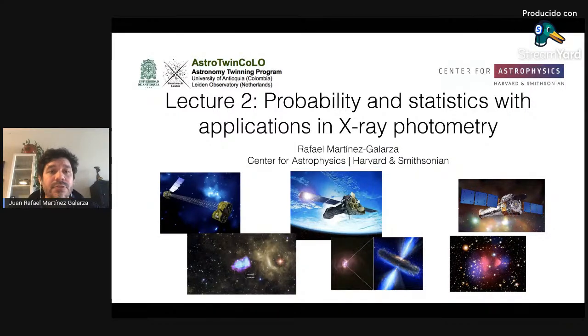So today's lecture is about probability and statistics, and I'm going to try to frame the discussion of probability and statistics, of course, in the context of X-ray astronomy, but in particular in the context of X-ray photometry and how we measure light, incoming X-ray light coming from astrophysical sources.